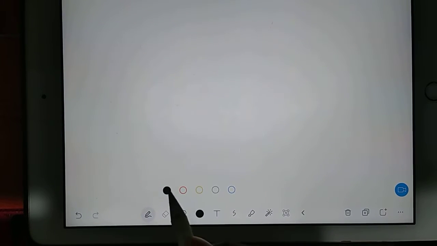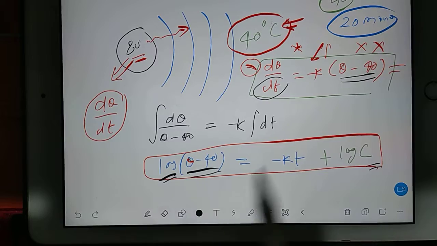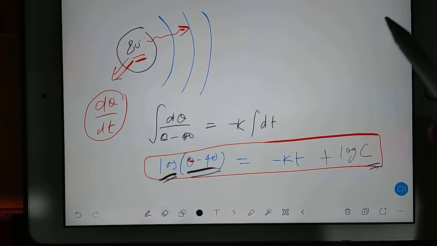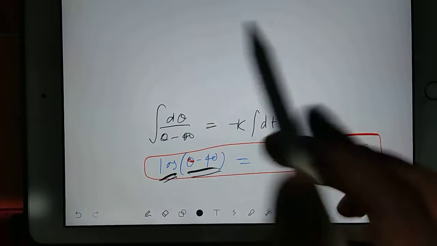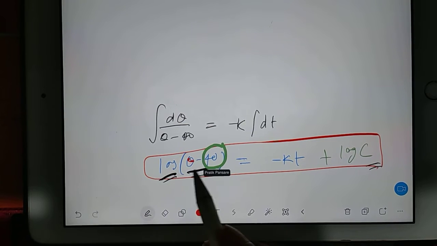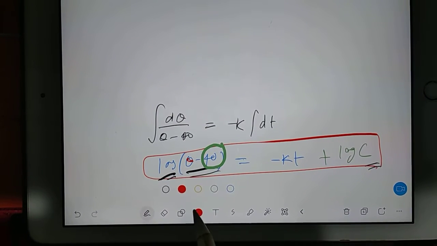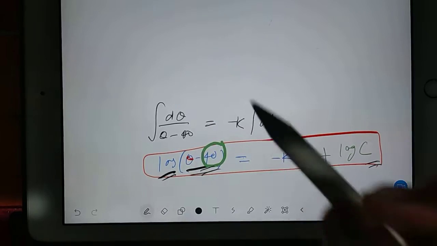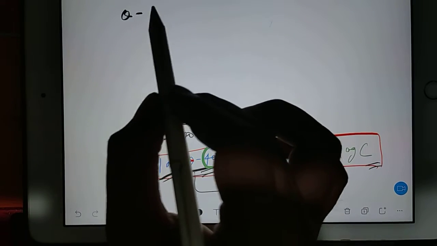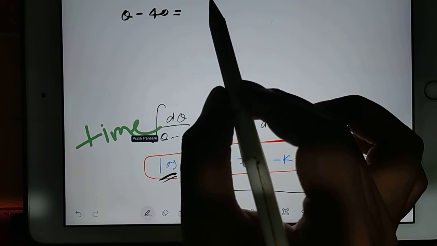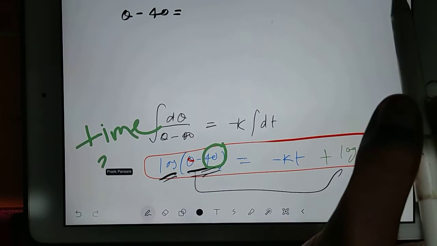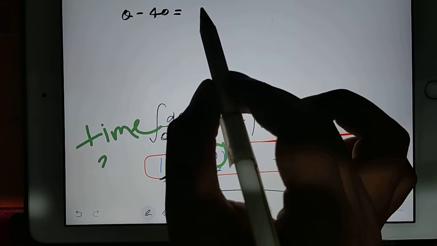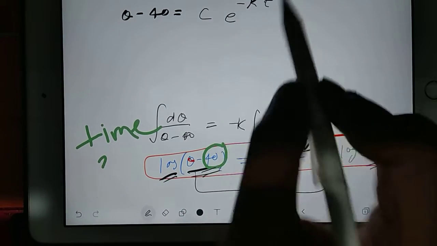I'll change the page, or I will write here. I will erase this part so that it can be visible properly. The 40 is the theta naught value. Now when you take this to the other side, it will be theta minus 40 is equal to, time is t here, right? This is the time t. Theta minus 40 is equal to c e to the power minus kt.